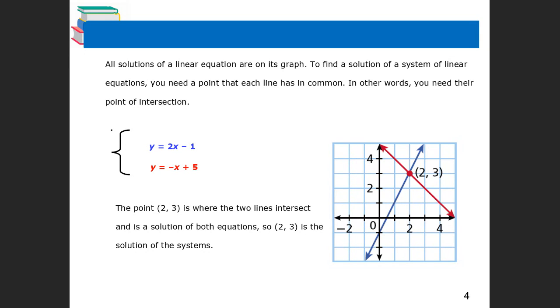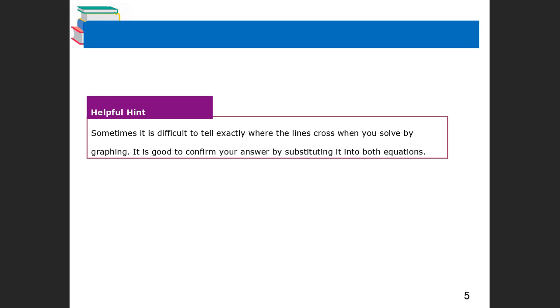So my x value is 2, my y value is 3, so here I'd have 3 is equal to 2 times 2 minus 1. Well, 2 times 2 is 4, minus 1 is 3, so 3 is equal to 3. Yep, it works in that one. But remember, it has to work in both. So again, I'd put 3 here, negative 2 plus 5. Well, negative 2 plus 5 is 3, so 3 is equal to 3. Yep, it works here. So I just plugged it back in, and it makes both equations true, so that means it is an answer for the system of equations.